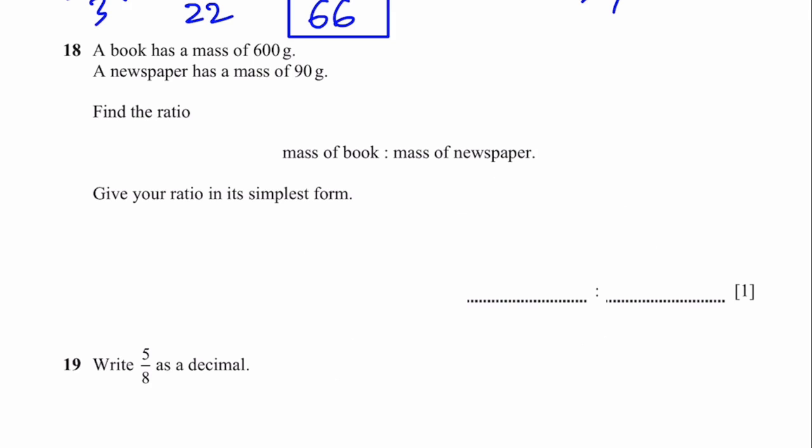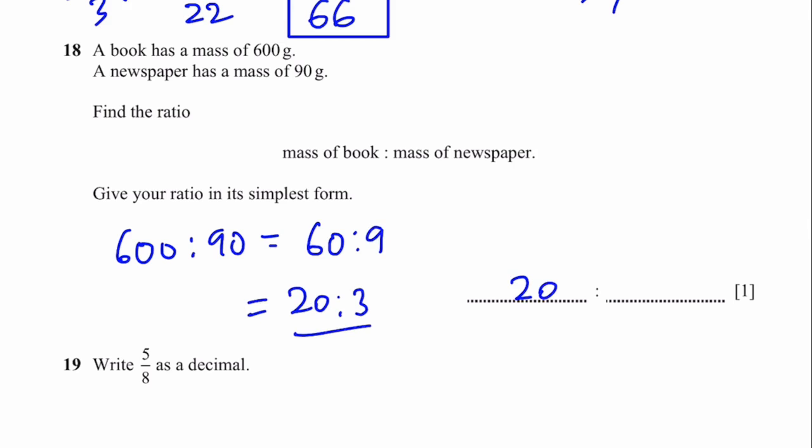Question 18. A book has a mass of 600 grams. A newspaper has a mass of 90 grams. Find the ratio mass of book is to mass of newspaper. Give your ratio in simplest form. This is quite a straightforward question. It's just 600 is to 90, and now dividing by 10, it'll be 60 is to 9. Dividing by 3, we get 20 is to 3, and that is our answer.